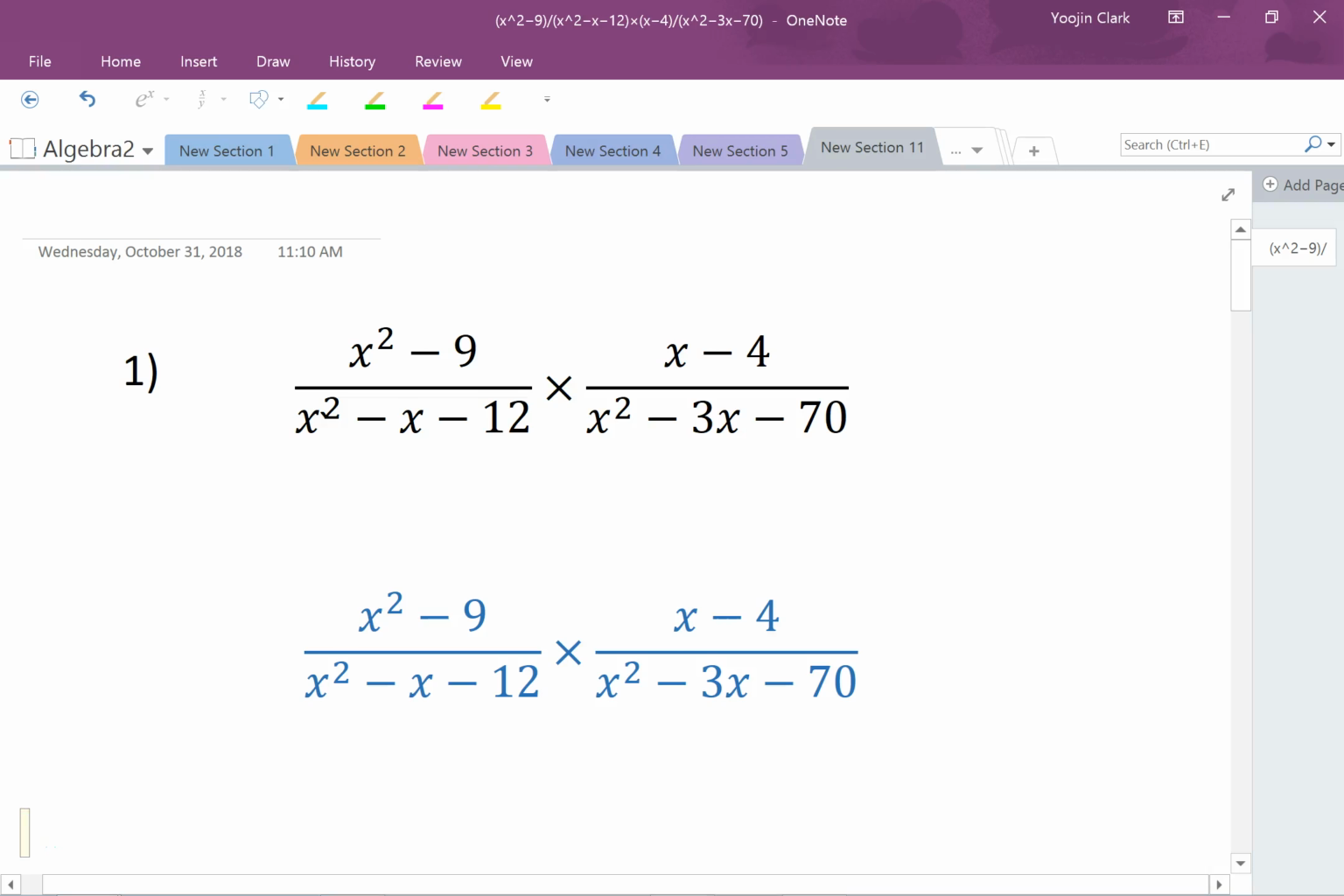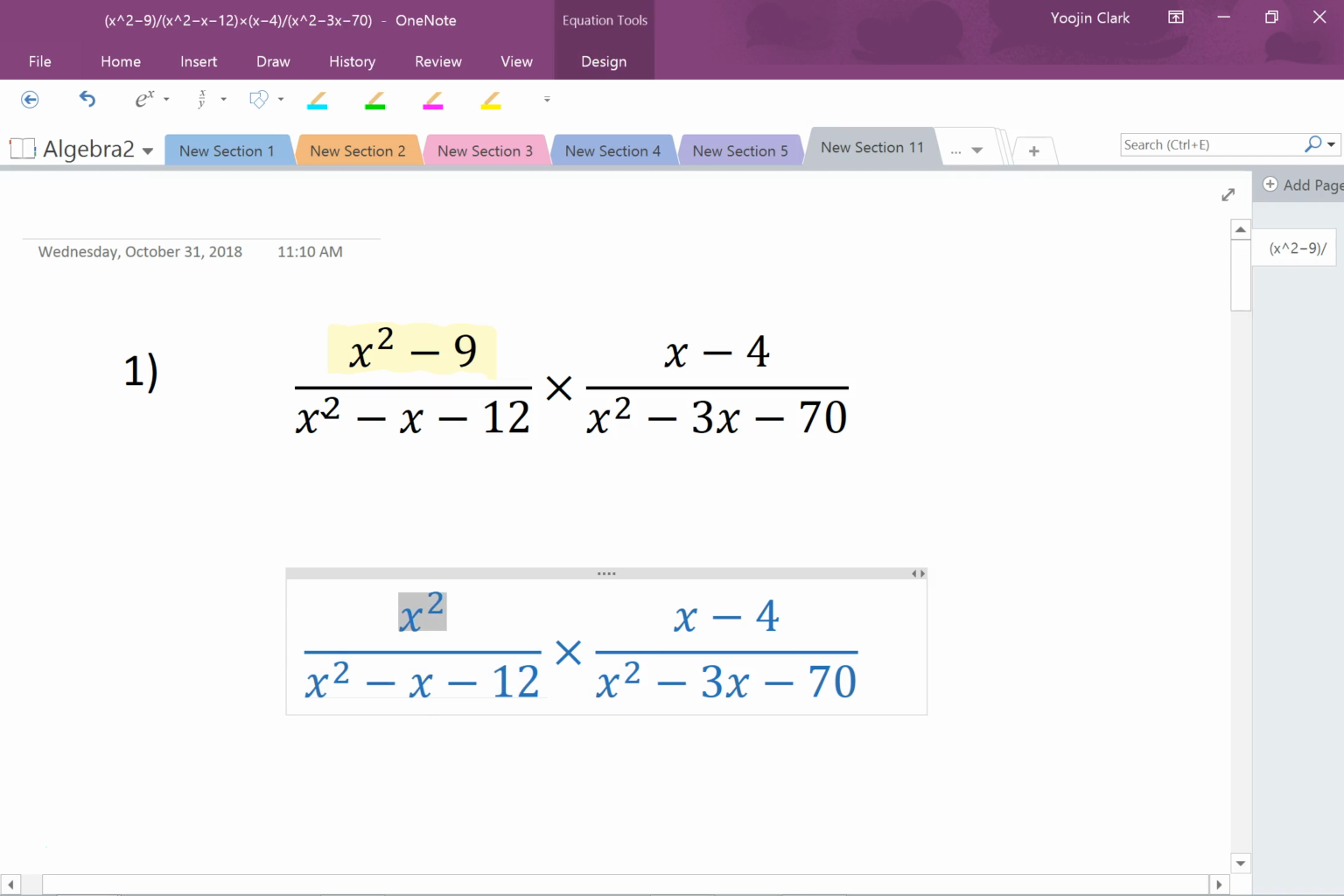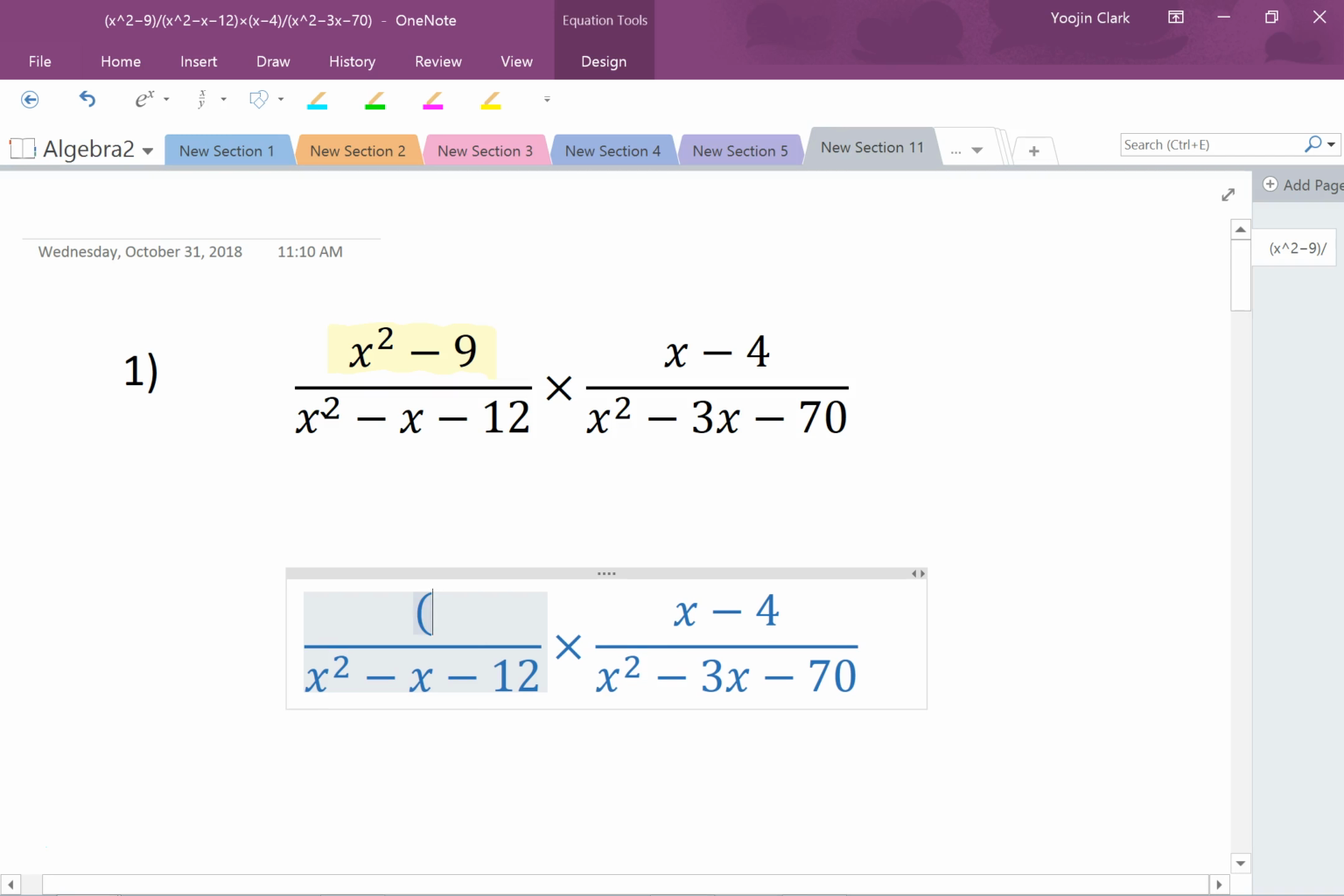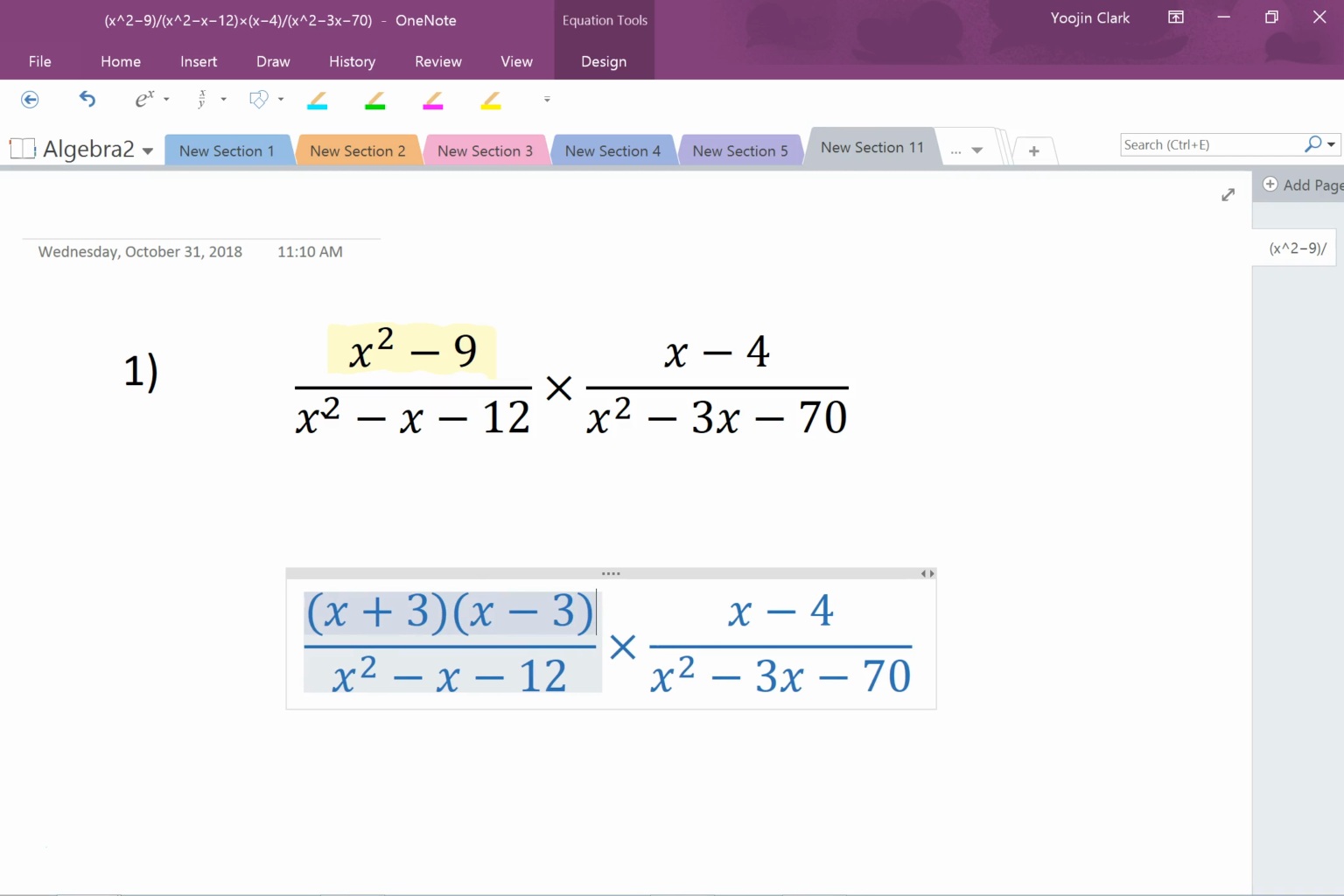So let's try some more problems factoring and canceling. So there's an x squared minus 9. That's the difference of squares. So we know that's x plus 3 times x minus 3. Okay. And then we go up here.